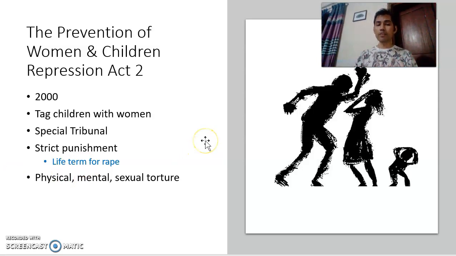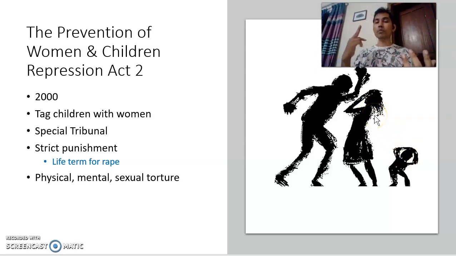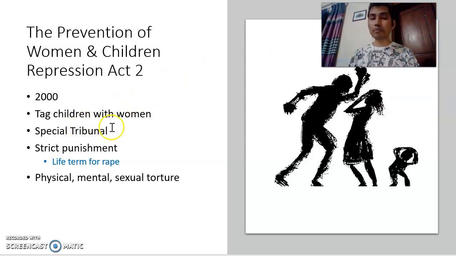First, the merit of this act is that it connects kids with women, because not only women: when violence against women happens, kids are affected. So there is a special tribunal under this act to deal with complaints of violence against women, complaints of dowry, complaints of acid throwing, complaints of any type of torture against women. And the punishment is very strict.